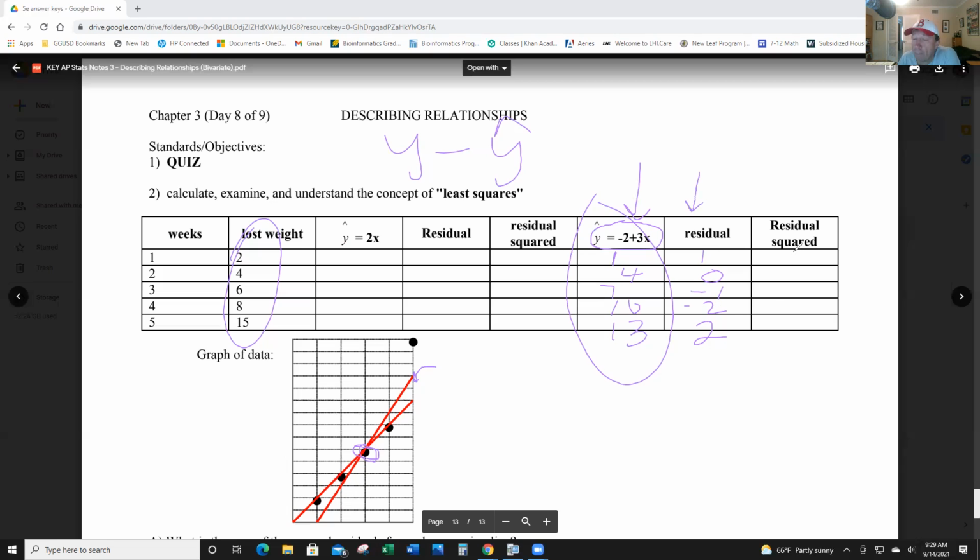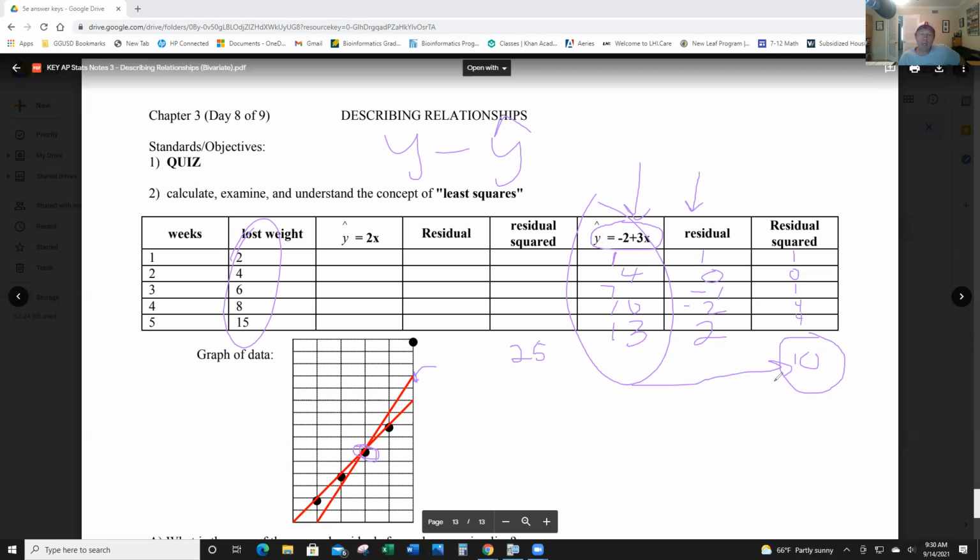However, if you square them, I'm going to get 1, 0, 1, 4, and 4. And if I add those up, I get 4, 8, 9, 10. If you remember, the previous sum was 25. So this is much less. That's what that line promises to do. It promises to make the sum of the squared residuals as small as possible. There is no other way to get that sum less than 10.